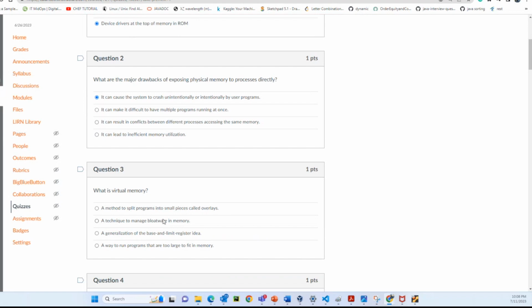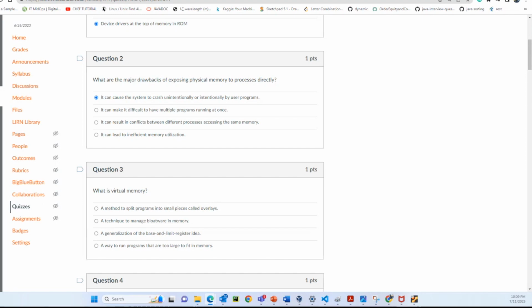So what is virtual memory? Let's see. What is a virtual memory? This is the last one, a way to run programs that are too large to fit in memory. Absolutely right. Yes, that's the correct answer.